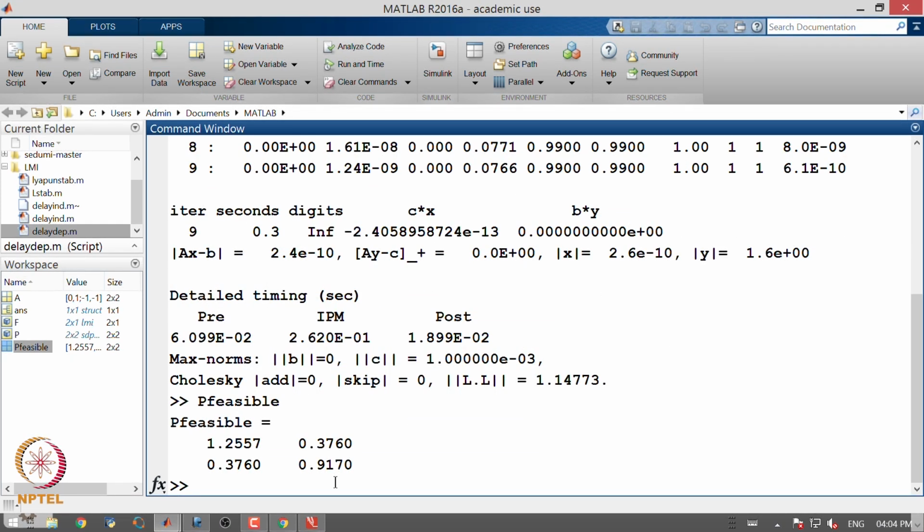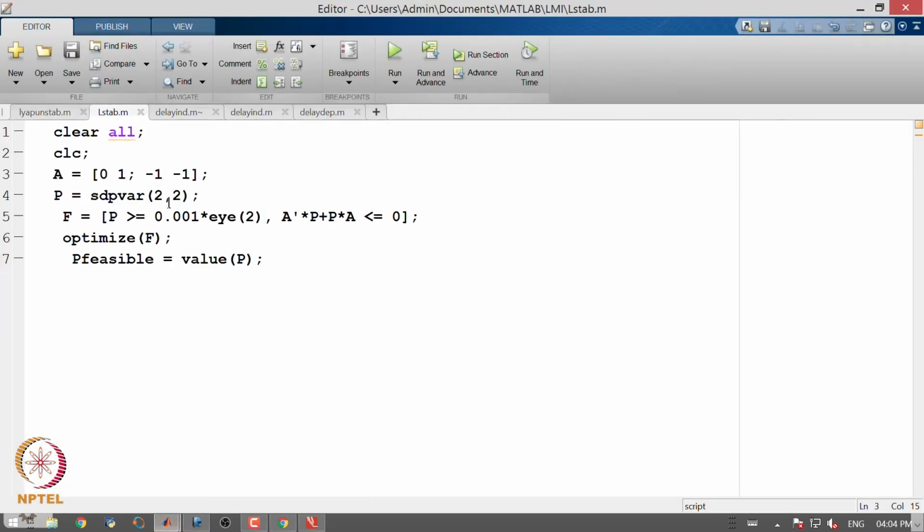So the matrix P that solves this problem will be given by this. You can check that this matrix is symmetric and it is positive definite. Okay, so let me just do something else. Let me just add some. Okay, so this is unstable.